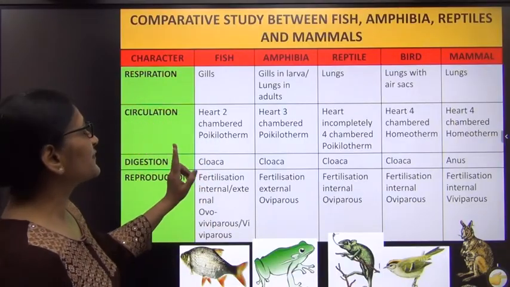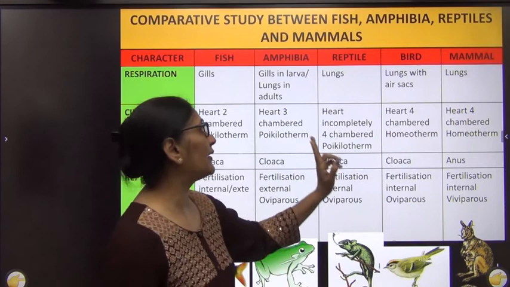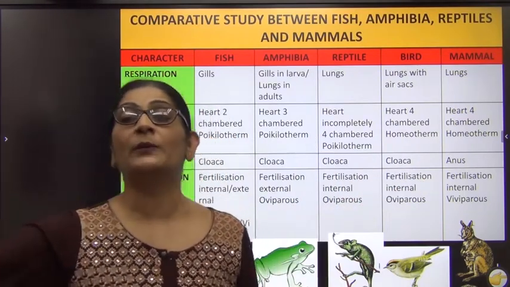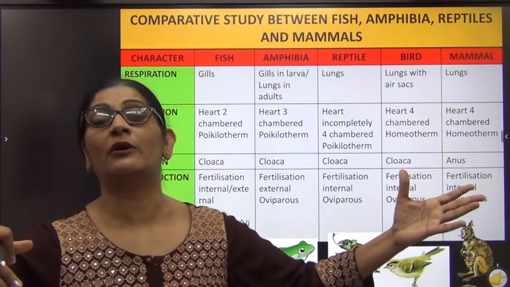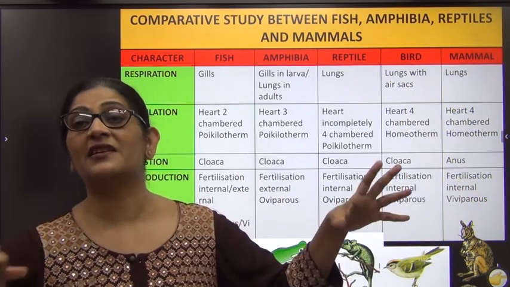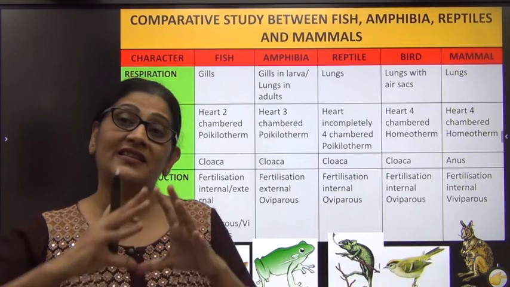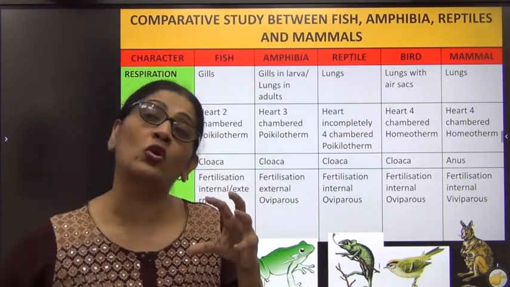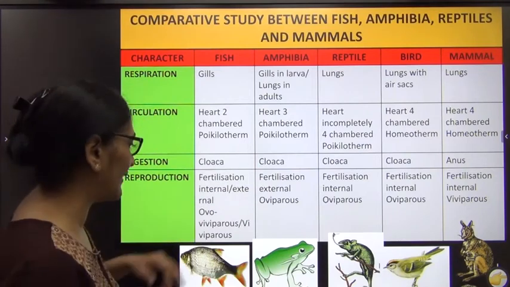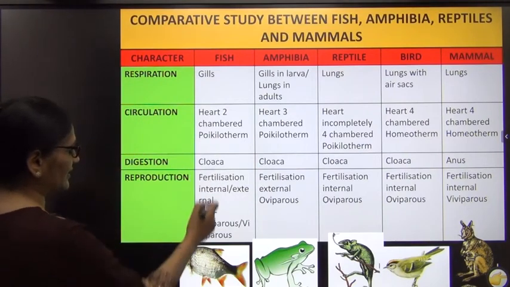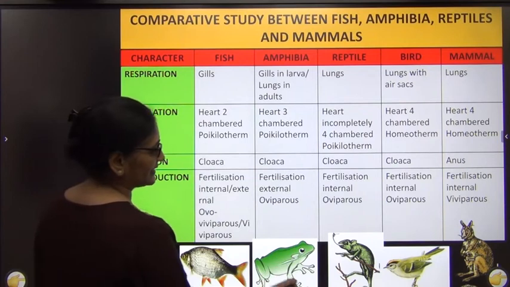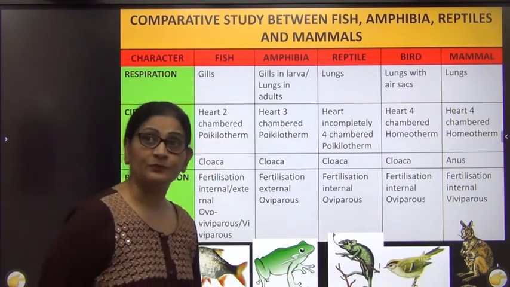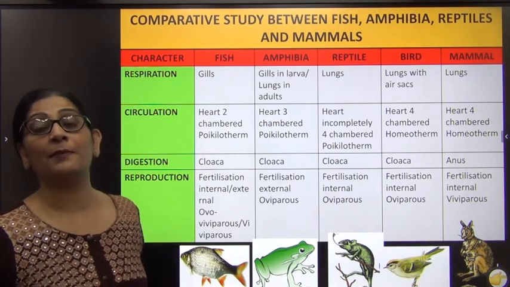So cloaca is present in Pisces, Amphibia, reptiles, aves. Only in mammals there is a separate opening for urine, and there is a separate opening for the digestive waste called anus. In all others there is a common sac-like structure, they all open into it, and it is through the cloacal aperture that things are released to the outside. So this is what I wanted to tell you. So see, this is Pisces, this is Amphibia, this is reptiles, this is aves, and that is mammals. Right? So with that we have had a comparative account.